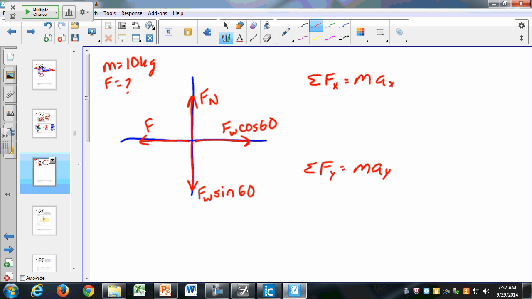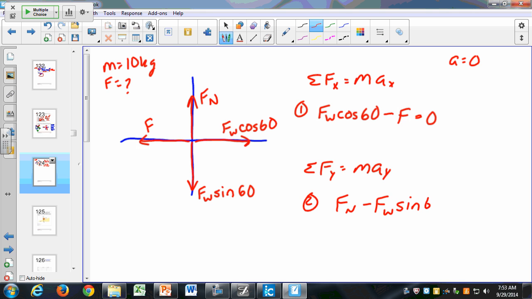The sum of the forces in the x is going to be Fw cosine 60 minus F equals max, but our acceleration is equal to 0 in both the x and y components, so this is going to be equal to 0. So this will be equation 1, and then equation 2 will be the sum of the forces in the y, Fn minus Fw sine 60 equals 0. Only 0 because the acceleration is 0. Later we'll do some problems where the acceleration is not 0.